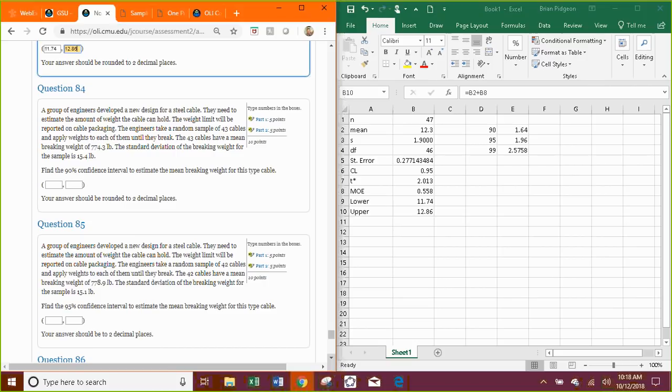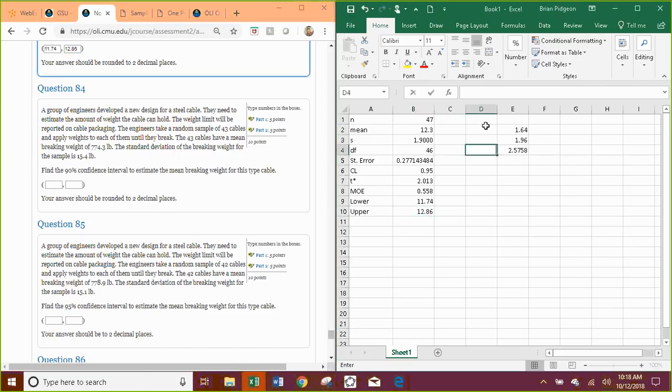Same idea, we can do this one. A group of engineers developed a new design for a steel cable. They will need to estimate the amount of weight the cable can hold. The weight limit will be reported on cable packaging. The engineers take a random sample of 43 cables. The 43 cables have a mean breaking weight of 774.3 with a standard deviation of 15.4. And we want a 90% confidence interval, so I'm going to change my confidence level to 0.9.